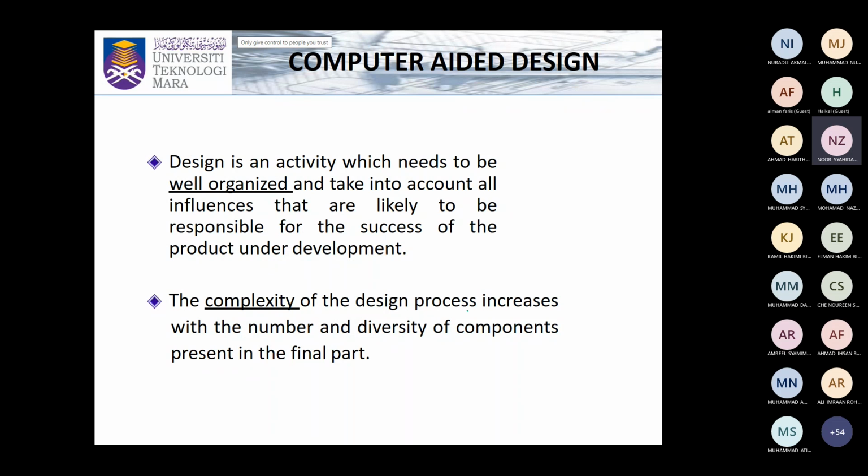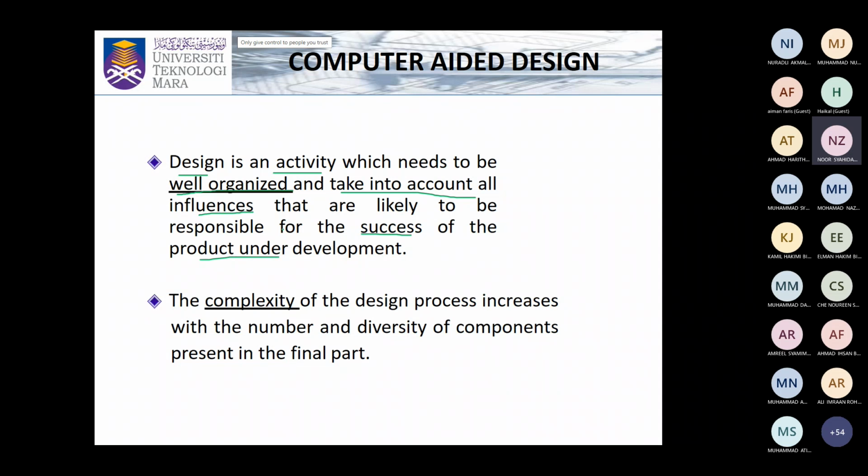So coming into the concept of design. What exactly is design? It's an activity, right? And the activity needs to be extremely well organized, and it must take into account all the influencing factors, which are going to be responsible for the success of the product.